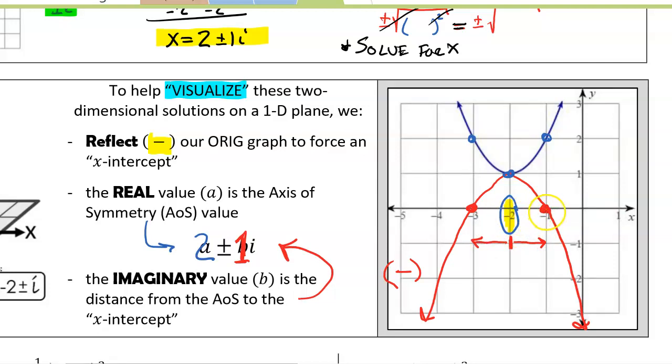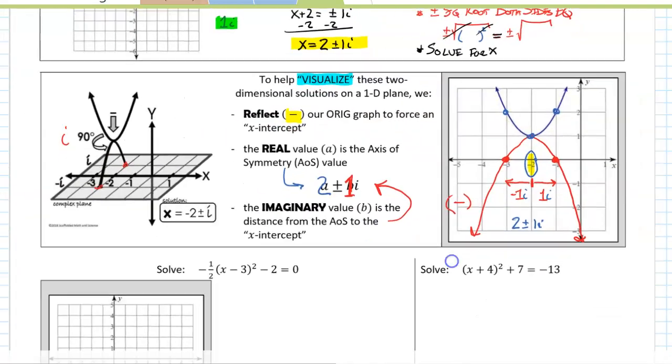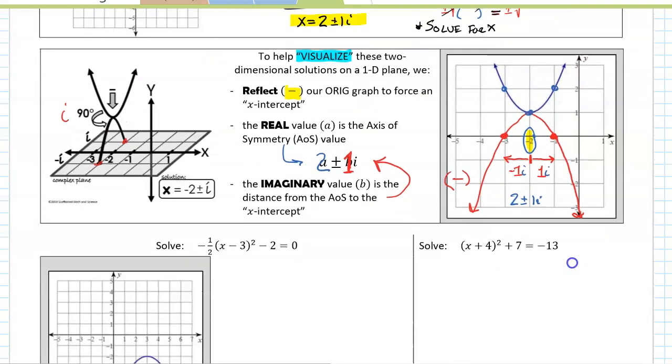So from negative 2 to negative 1 is a distance of 1, and from negative 2 to negative 3 is a distance of negative 1. That's that idea of me moving that imaginary. If I were to reflect it down from negative 2, I would go plus 1 and negative 1 in each direction to get my new x-intercept. Okay, so it's kind of a visual check of what the answer of 2 plus or minus 1i would look like if I were to actually go ahead and rotate it 90 degrees, which, again, we're not actually able to do on this flat surface.